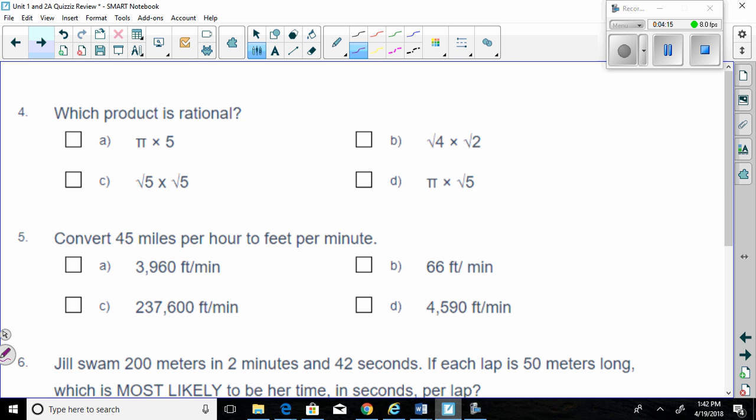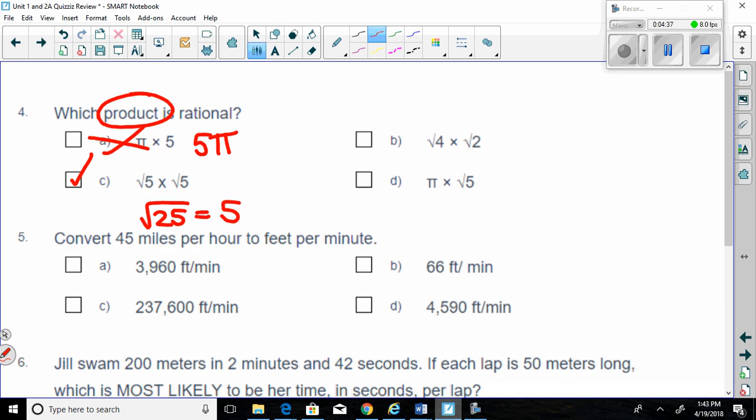Which product is rational? What does product mean? It's multiplication. So what's 5 times pi? It's just 5 pi. And pi is going to go on forever and ever. So is that rational? No. What's square root of 5 times square root of 5? Square root of 25. What is the square root of 25? 5. That's your answer. This 5 can be put as a fraction, 5 over 1. It's asking me which one's rational. If I go over here, what's 4 times 2? Because now I can multiply. Is that a perfect square?